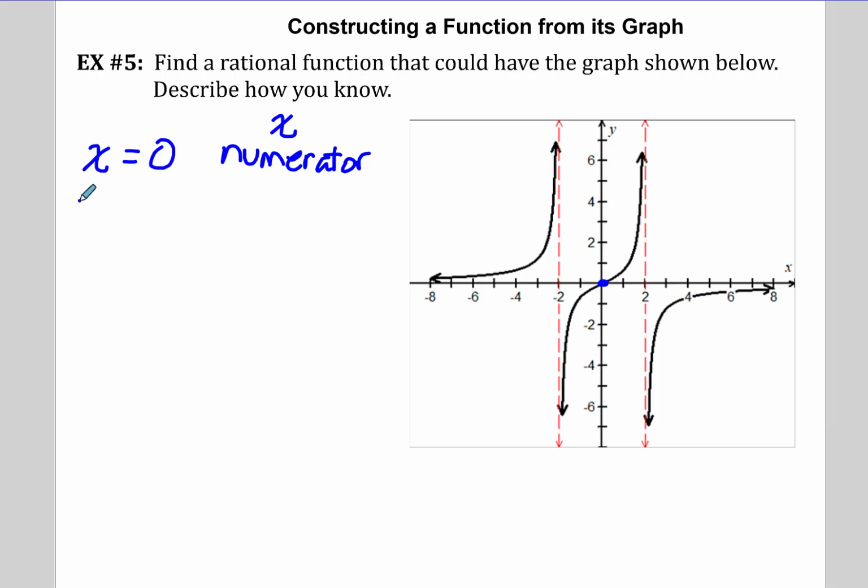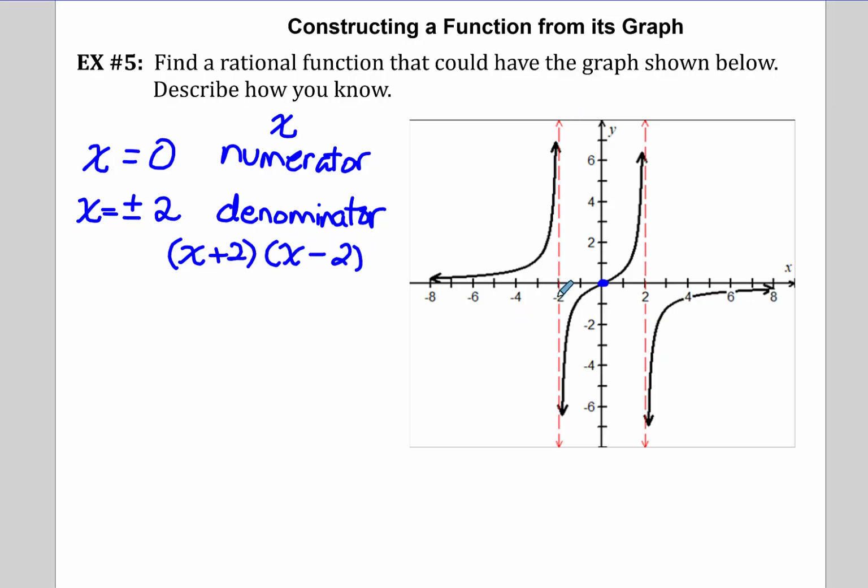We also have a vertical asymptote at +2 and -2. So these have to be factors in the denominator in order to make an infinite discontinuity, which is going to make +2 and -2. So our factors are going to be x +2 and x -2. That's how we get those vertical asymptotes. Now, we also have a horizontal asymptote at 0, right? So if we have x squared -4 and we have x in the top, let's check this out.